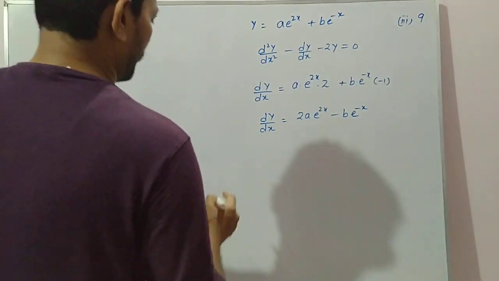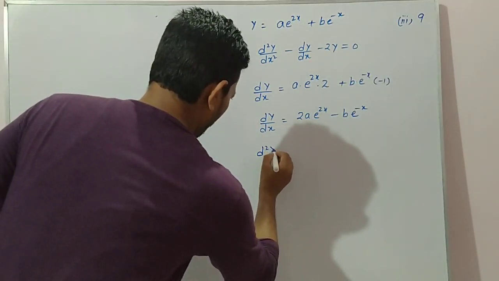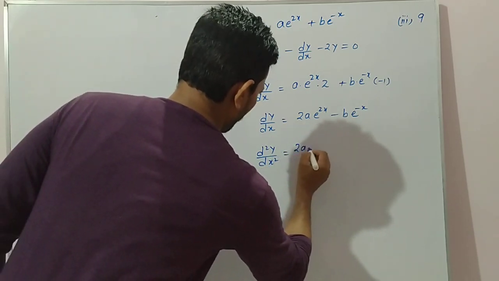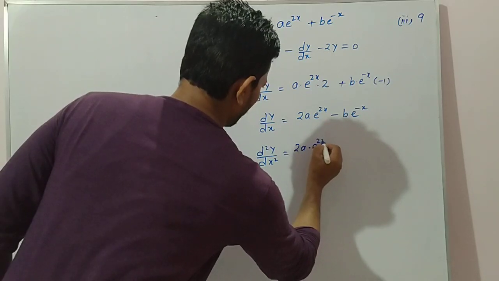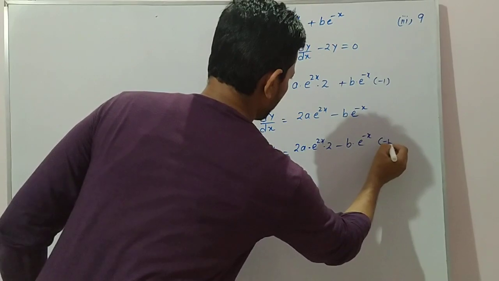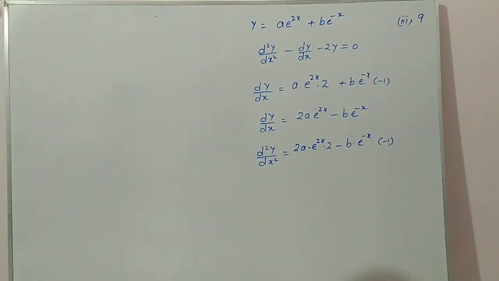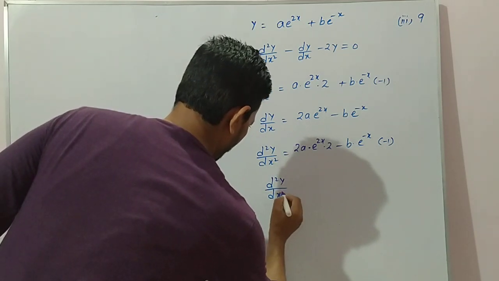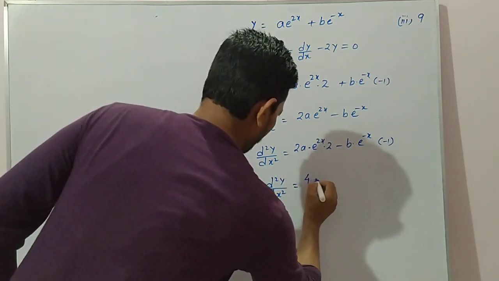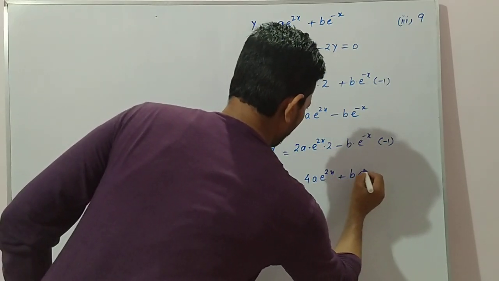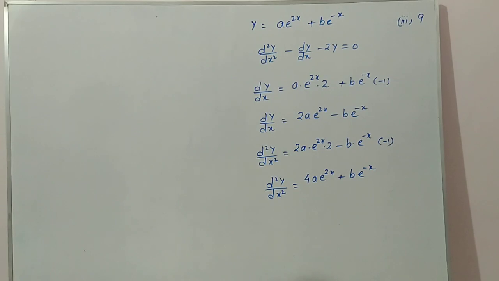Then the second differential, that is d2y by dx square, that is 2a e to the power 2x differential is e to the power 2x into 2, minus b e to the power minus x, then minus x differential is minus 1. So d2y by dx square, that is 4a e to the power 2x plus b e to the power minus x. This is d2y by dx square.